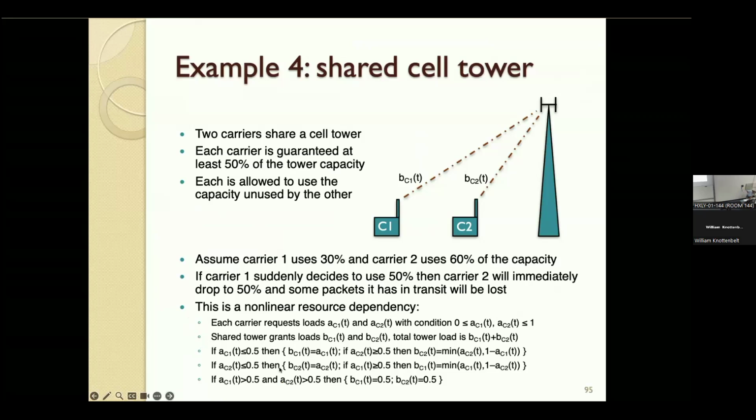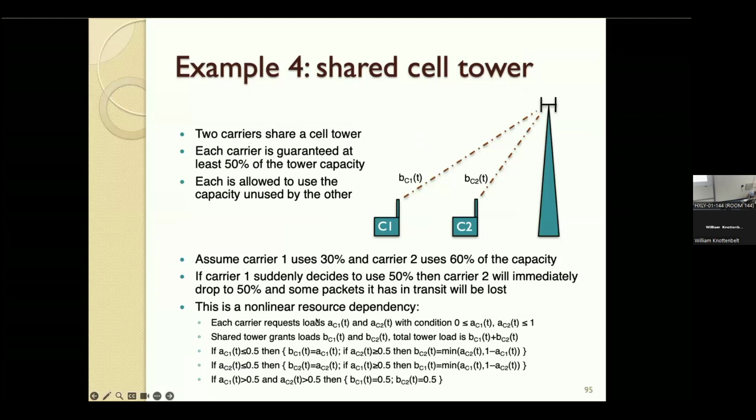So, for example, here's one possible formalization. Each carrier requests loads, AC1 and AC2, that are between 0 and 1. The shared tower grants loads BC1 and BC2, and the total load of the tower is the sum. And now we have the constraints. If carrier C1 is requesting less than 50%, then it gets everything. If it's greater than 50%, and C2 at the same time is greater than 50%, then it gets the minimum of AC2 and 1 minus AC1.